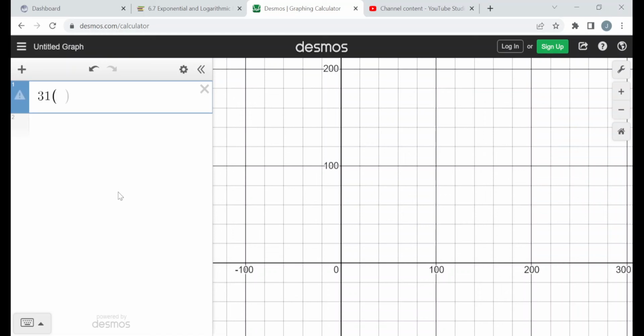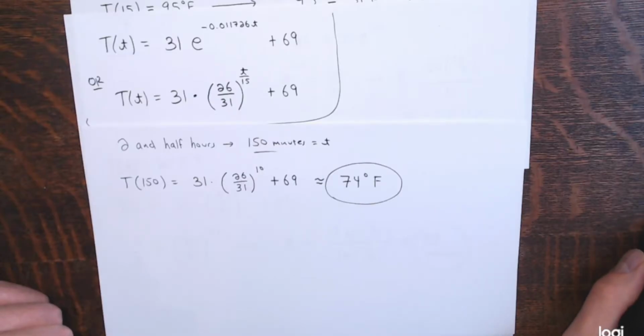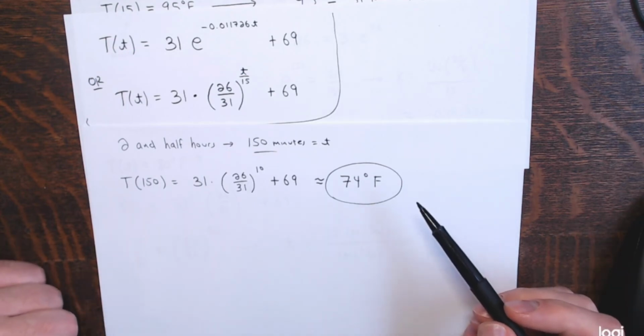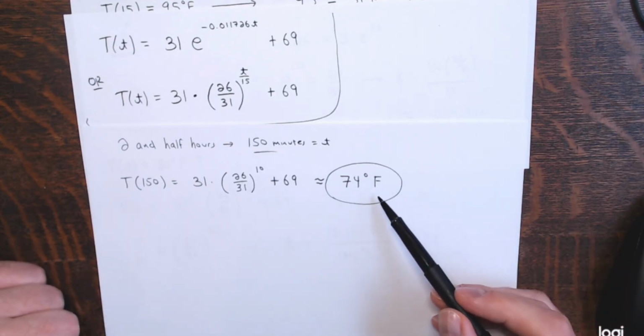31 times 26/31 to the 10th power plus 69, right? So 74 degrees. To the nearest degree, that would be rounded to 74 degrees Fahrenheit. So after 2.5 hours in this 69 degree room, the soup is still at 74 degrees.